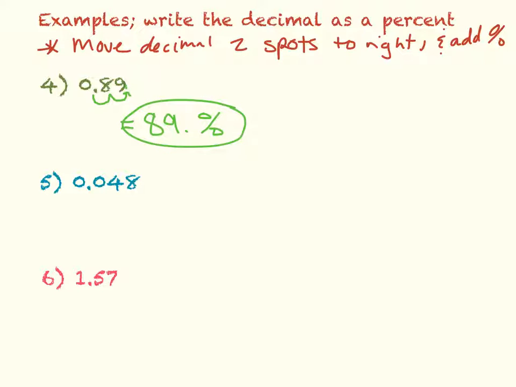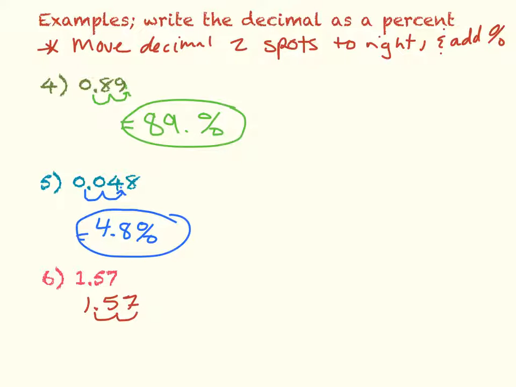Next one, 0.048. So I'm going to move the decimal 2 spots, put a new decimal point, and I have 4.8%. And that's your final answer. And the final one, I have 1.57. So I'm going to move it 2 spots, and then I'm going to get 157%. And that's your final answer. So that would be how you write a decimal as a percentage.